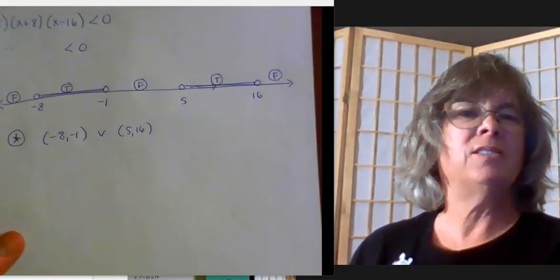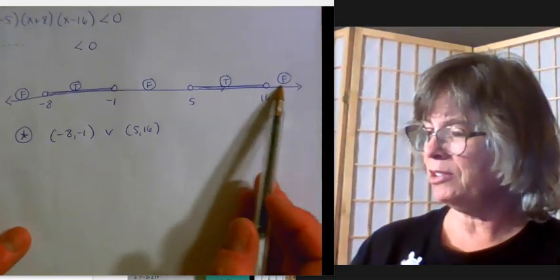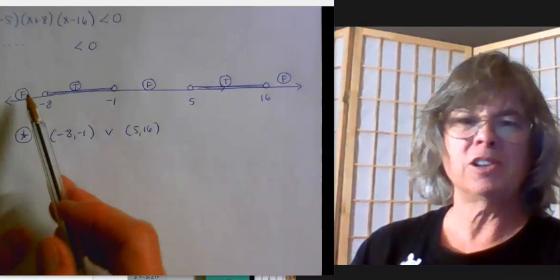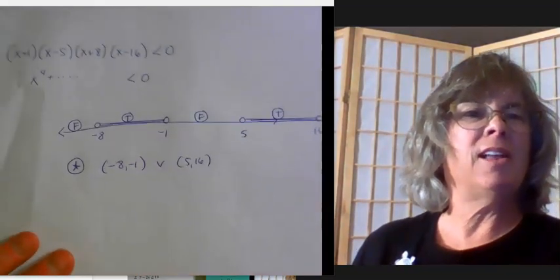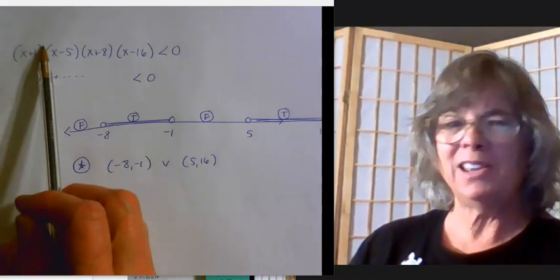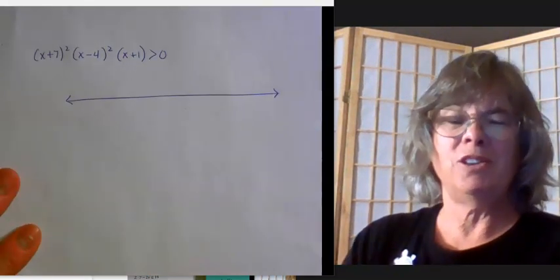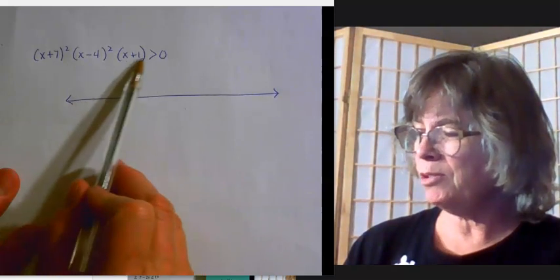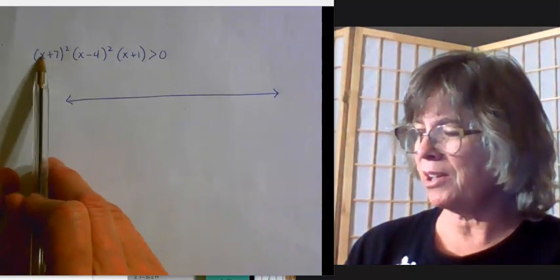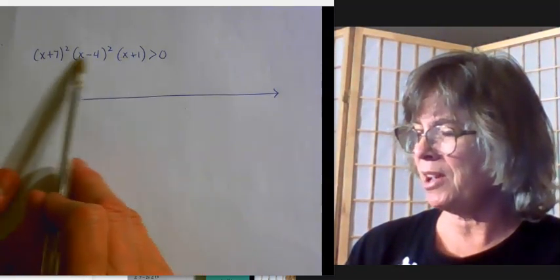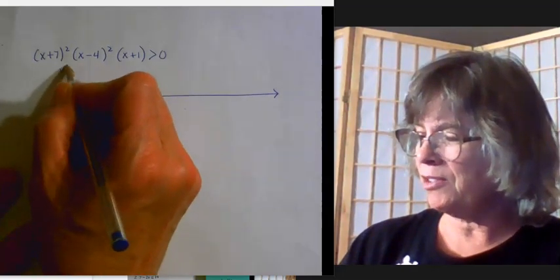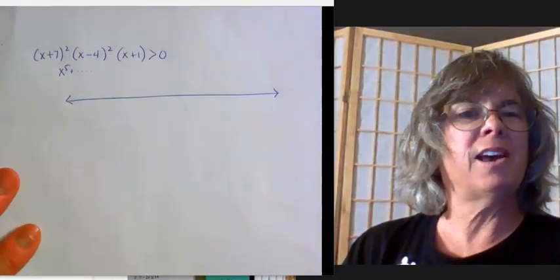Some of you may notice that it alternates: false, true, false, true, false. Yeah, it will, unless you have an even exponent here. So let's check out one of those. So here's another polynomial. If I were to multiply this out, that would end up being an x squared times an x squared times an x. So this would be an x to the fifth plus whatever else after I FOIL it out.